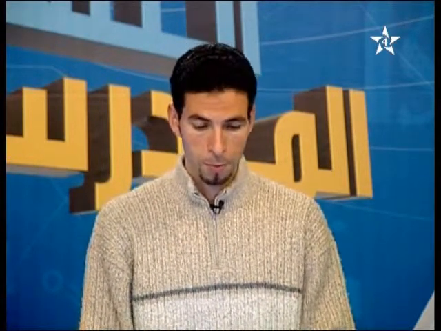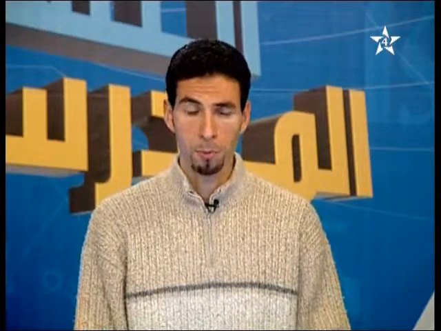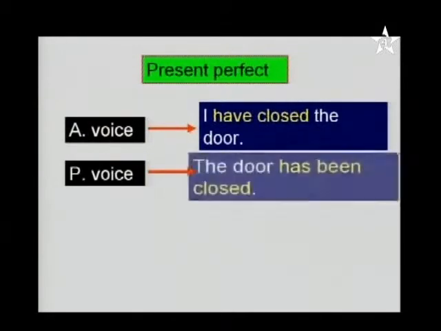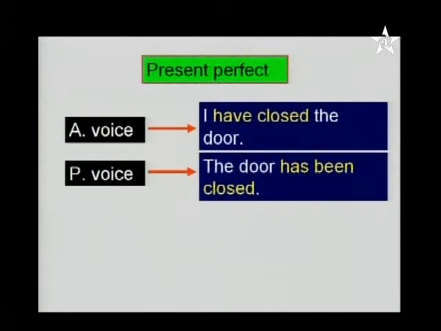Present perfect, which is maybe one of the most troublesome tenses in English. I have closed the door. Passive, the door has been closed. Some of the students may wonder why here in the active voice we have "have closed", and in the passive voice we have "has been closed", has not have, because the agent simply is the door, which can be replaced with the personal pronoun it. So it has, not it have been closed.